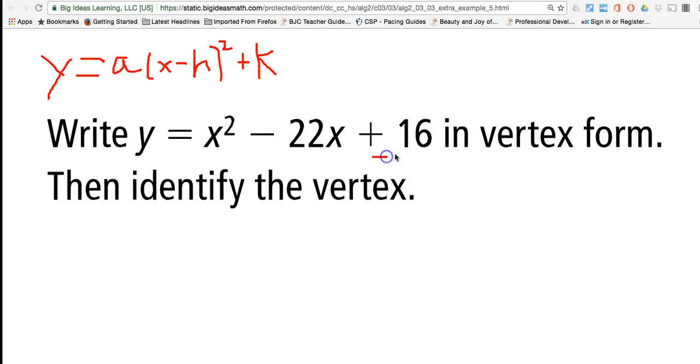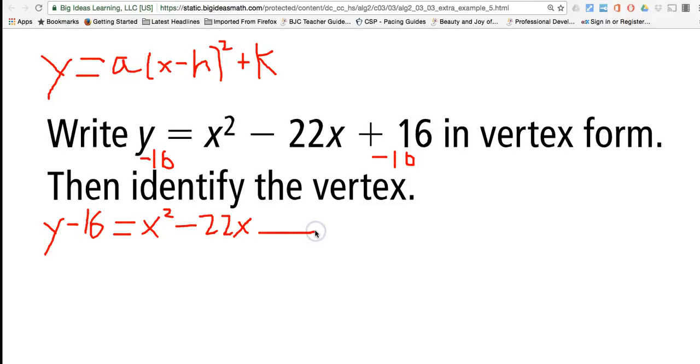So the first thing we want to do is subtract 16 from both sides. Subtract 16. So what we're going to get here is y minus 16, and that's equal to x squared minus 22x. Okay, now remember, we're going to be completing our square, so I'm going to write a space right here for us to figure out what term we're going to be adding to this one. Now, we take b over 2 and we square it.